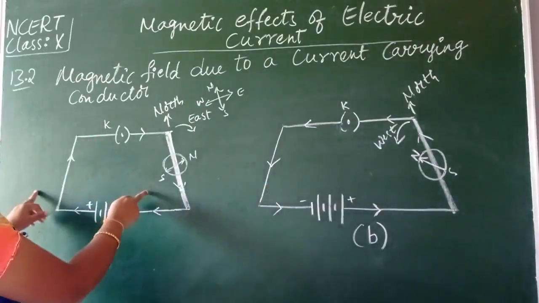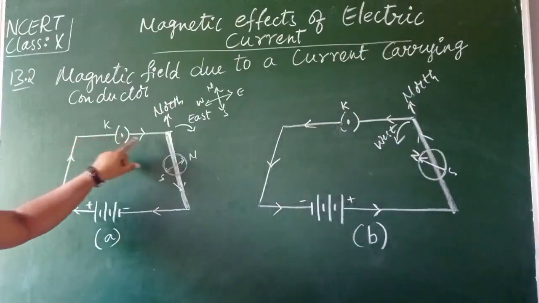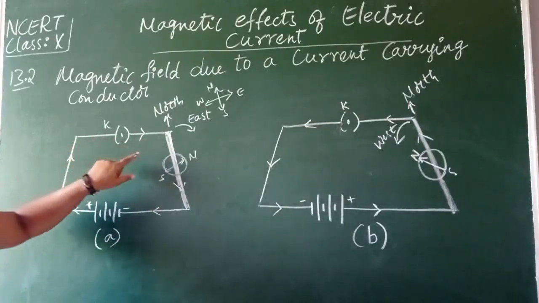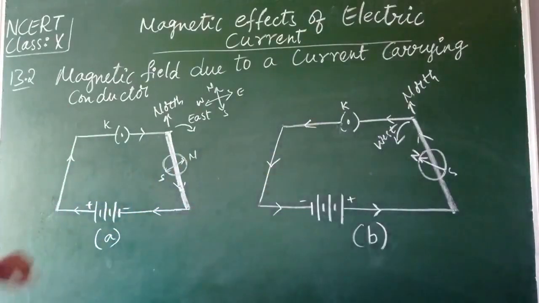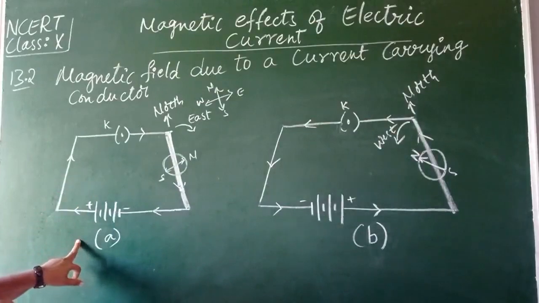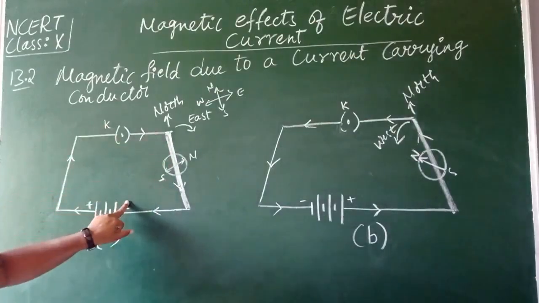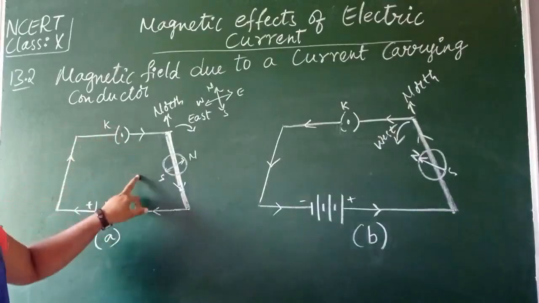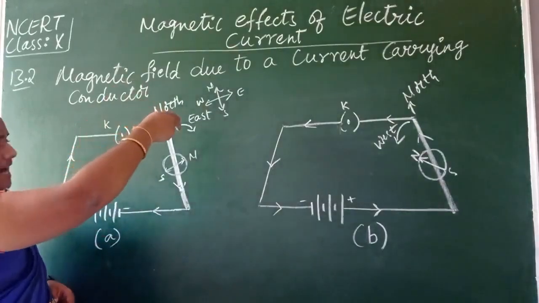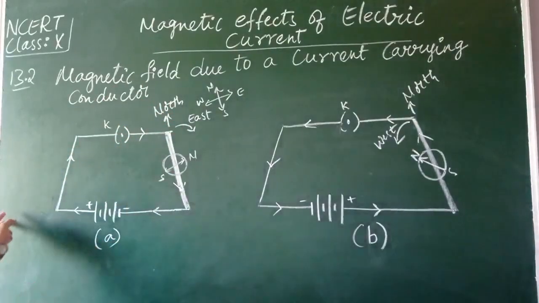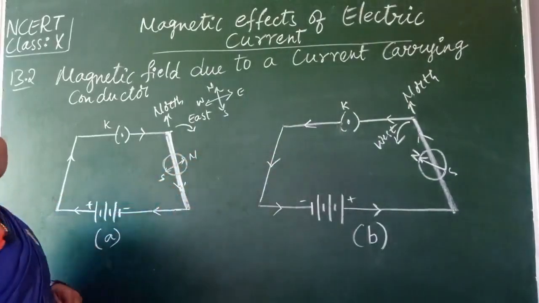Children, here we have drawn two cases. In the first case, you have to note carefully that the arrows represent the flow of current. These are different from the second one, isn't it children? In the first case, the current starts flowing from the positive terminal to the negative terminal, in this way. Just imagine that the upper side is north, the left one is west, the right one is east, and the lower one is south.